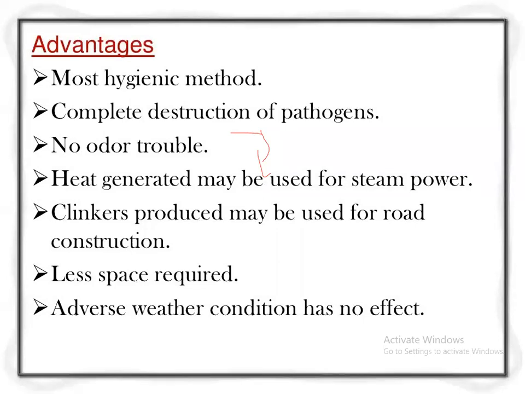जाळल्यानंतर जे hard material तयार होतं, clinkers are formed after combustion of the waste material. त्यामध्ये प्लास्टिक मटेरियल असतील किंवा मेटल असेल, that hard material after reaction, the clinkers are formed. That material is used for road construction.